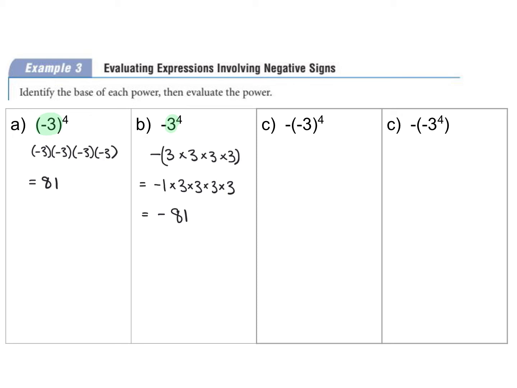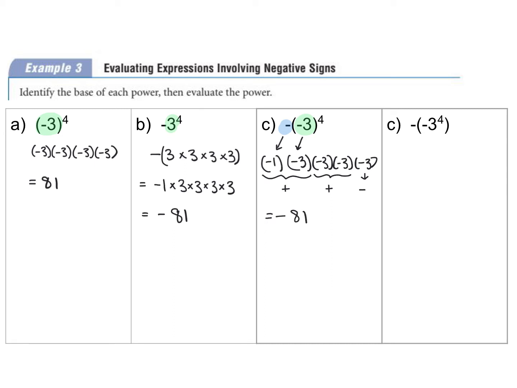In part C, let's first consider what our base is. Our base here is -3 because it's inside the brackets. And then we also have a negative outside. So we would write that: this first negative will be a -1. Then we have our base, 4 times -3, multiplied by -3, multiplied by -3, multiplied by -3. We know that these two will make a positive when multiplied, another positive when multiplied, and this one will be negative. So the overall answer will be -81.